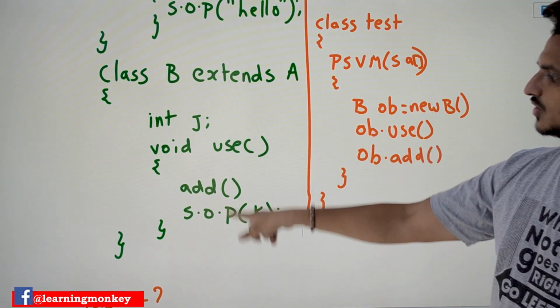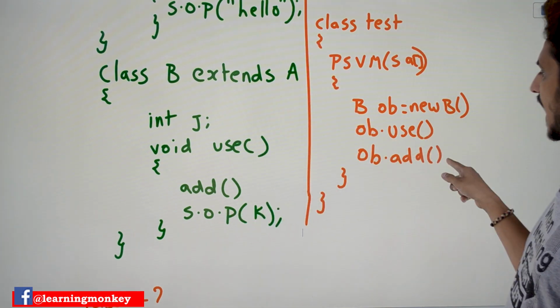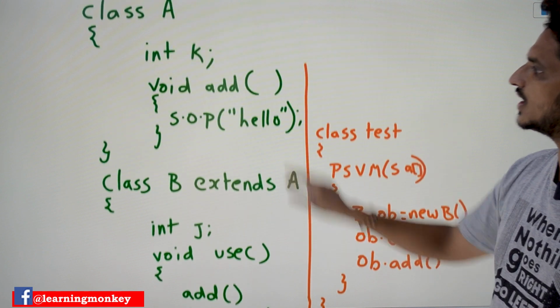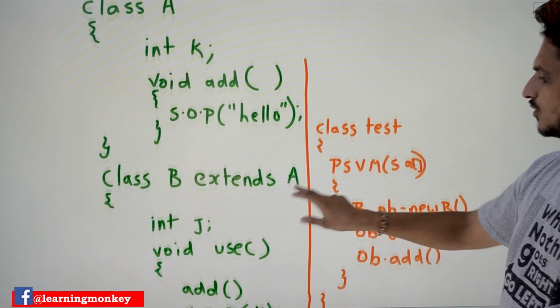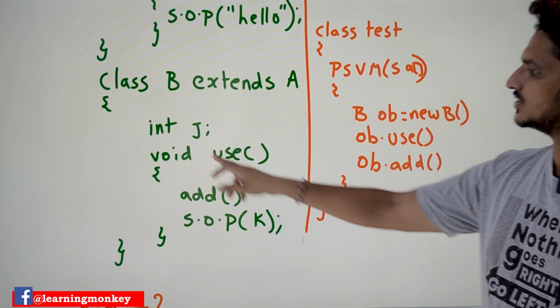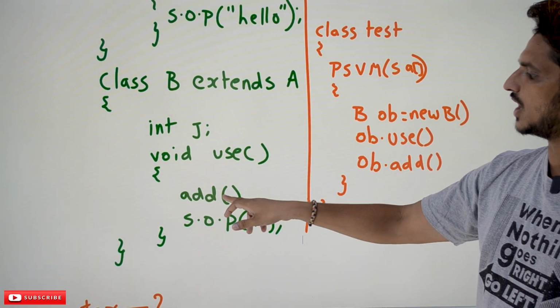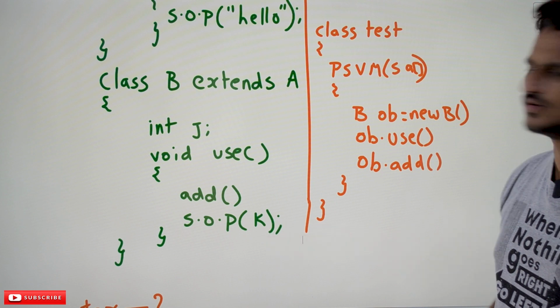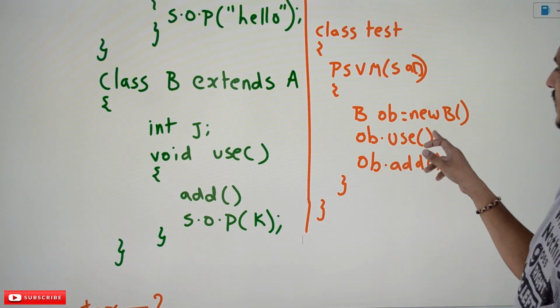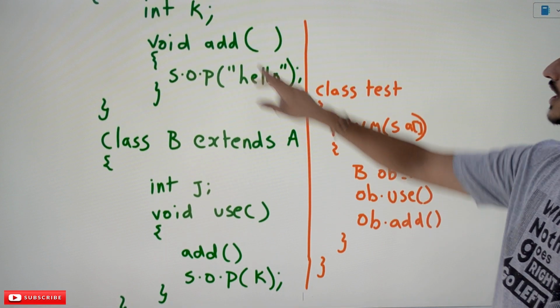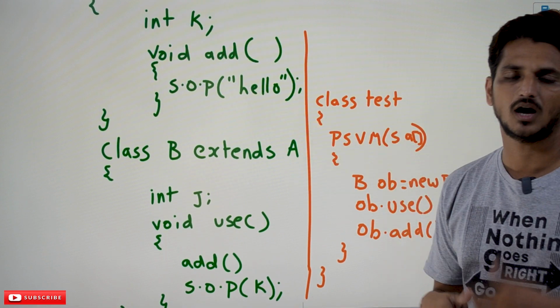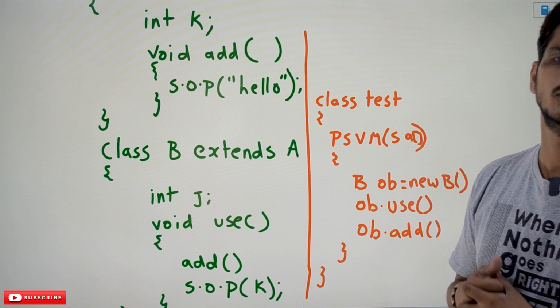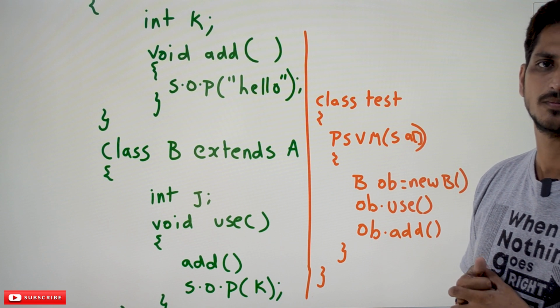ob.use() is going to execute this method, and ob.add() is going to execute that method. So what's the output? ob.use() is going to call add, so hello will be displayed. After that the k value will be displayed. k has the default value 0. Again we are calling add(), so again it is going to execute the add method. Hello will be displayed. Hello 0 hello. That is what the output is.